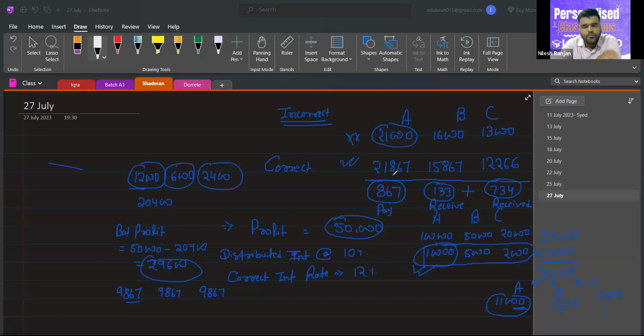So can you repeat? If you total the amount receivable from B and C, then you will get the amount payable to A. Okay, sir. So 734 plus 133, it is 867. Yes, sir. Okay, so we will reduce B and C's capital by these amounts, 133 and 734, and we will increase A's capital account by 867.